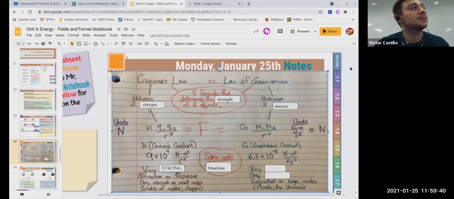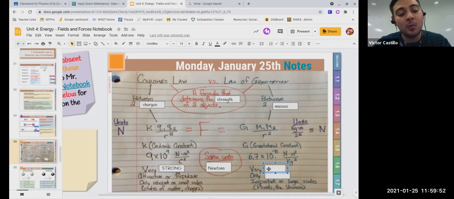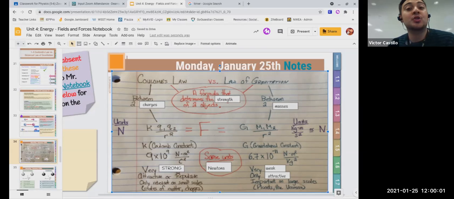So these forces have to be very, very strong in order to keep all these states of matter in one place. Okay. And then the next one, on the far right side, we have the law of gravitation. It's "very blank." I want you to put "very weak." And on the bottom, you can put they're only attractive. That means that they can only pull you in, which makes sense because it's gravity, right? Gravity only pulls you in. It only attracts.